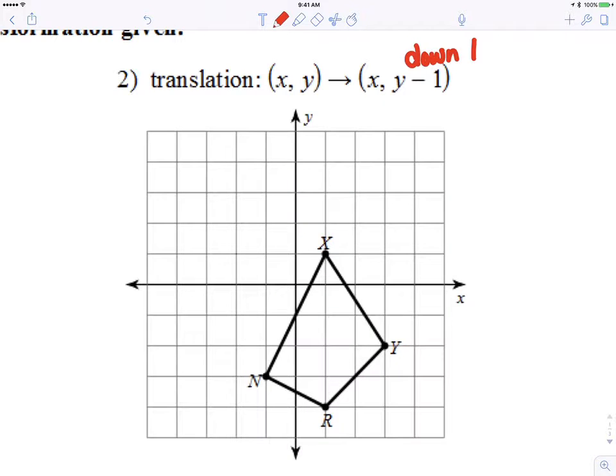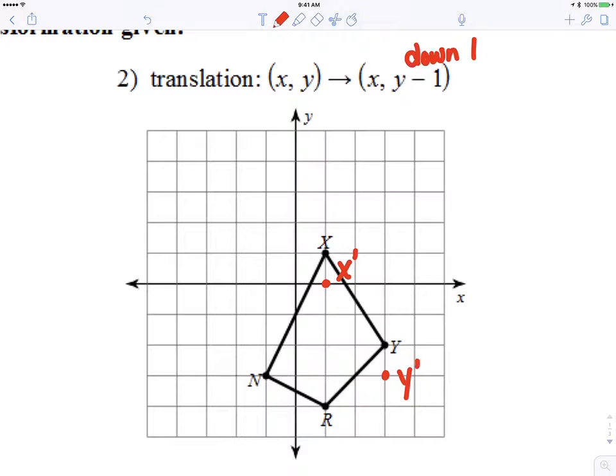Alright, so I'm going to take x, move it down 1, there's x prime. Y, move it down 1, there's y prime. Move r down 1, and then move n down 1. Don't forget to connect your dots. So the quadrilateral has been moved, not just the points. Alright, and there is the translation. That is x, y goes to x, y minus 1.